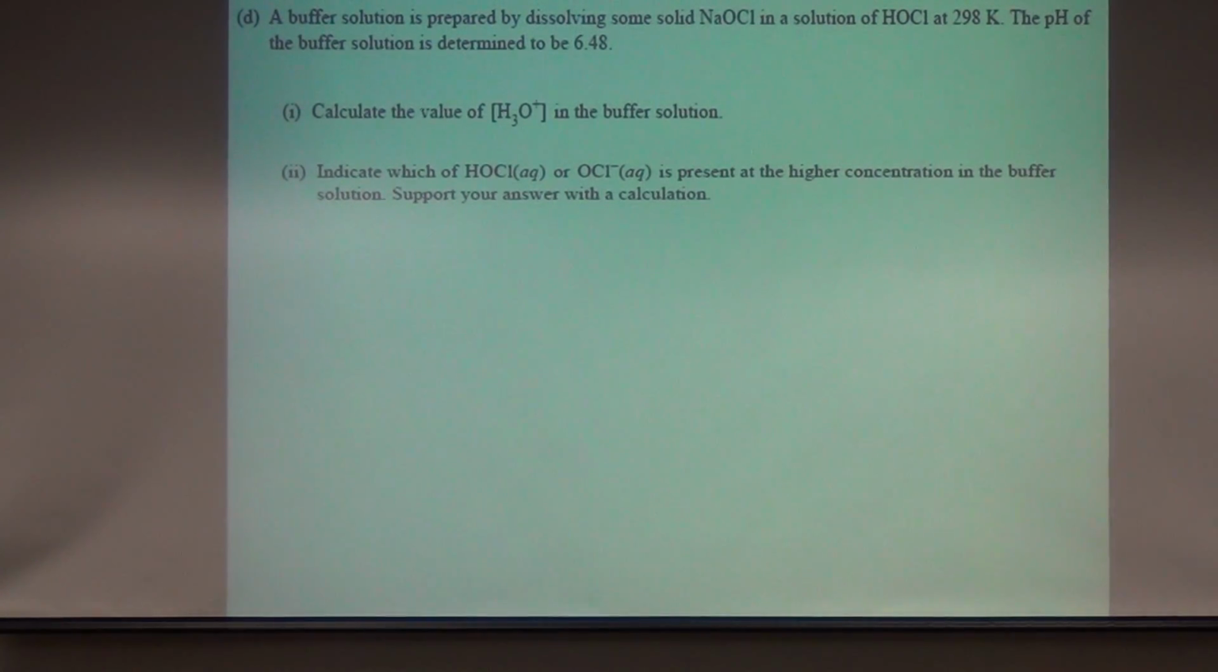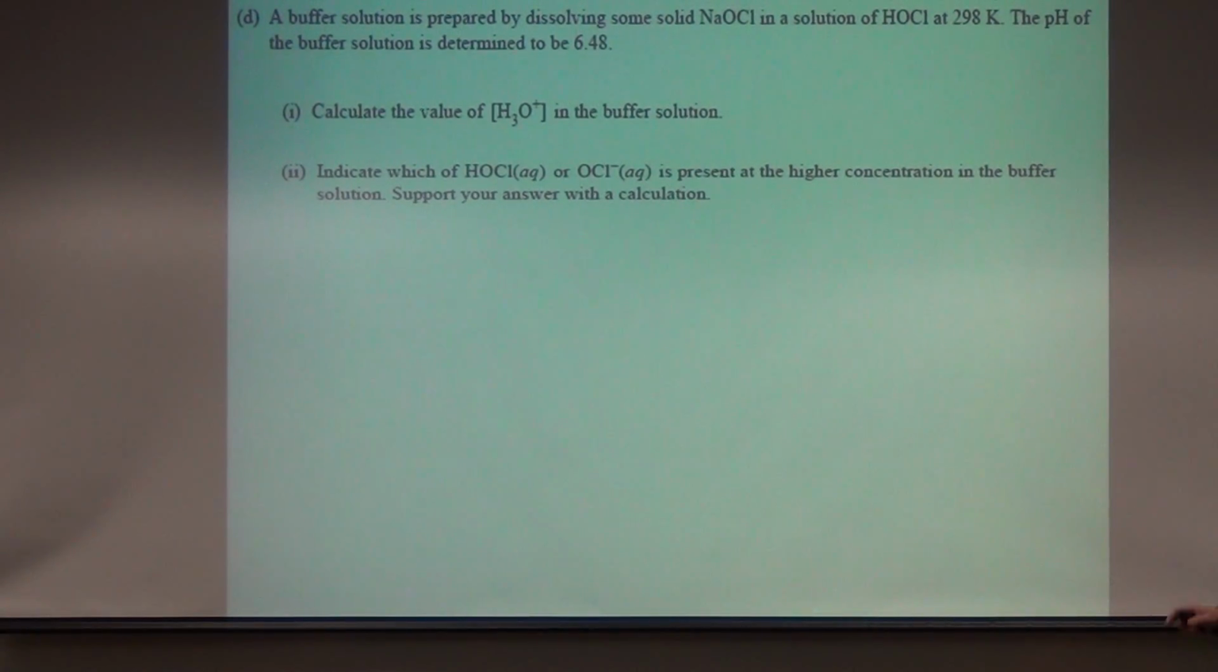A buffer solution is prepared by dissolving some solid NaOCl in a solution of HOCl at 298. The pH of the buffer solution is determined to be that. Okay. In an icebox, ICE, what does that affect? I, C, or E if I put it in an icebox? Eventually, that's going to be an E. Now you can't put it like that. You got to take 10 to the negative that. But that's an E. That pH always reflects equilibrium.